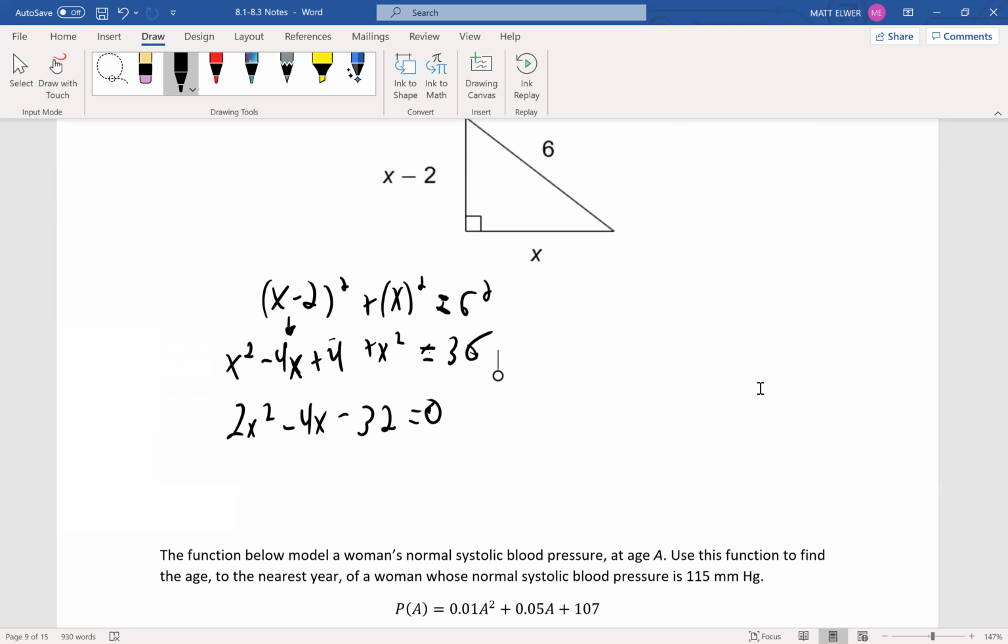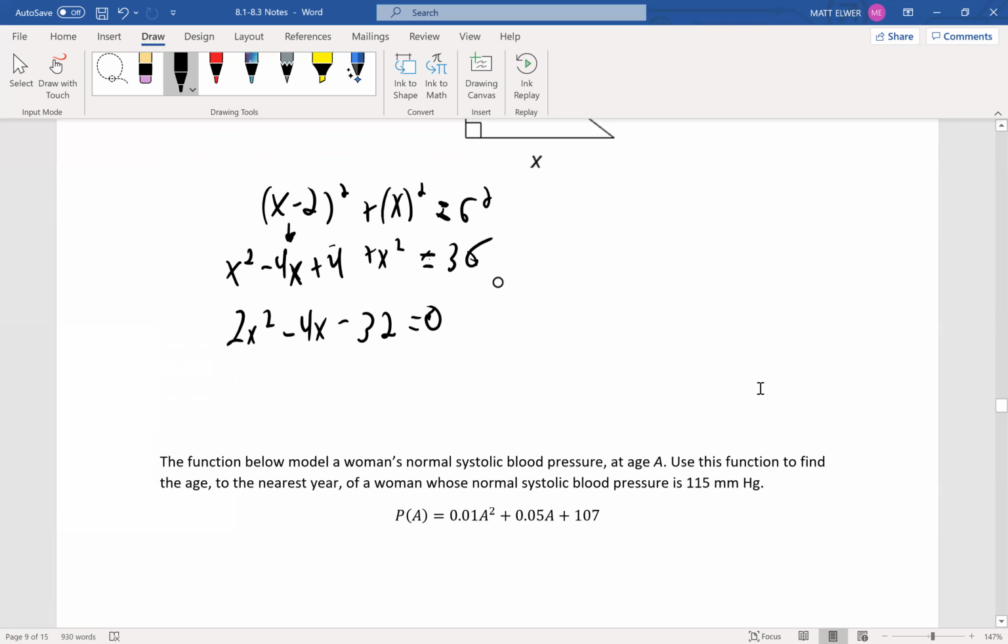Now notice I can make my life easier before I use the quadratic equation though, right? I can divide everything by 2 since they all share a common factor of 2. If I do that, we get x squared minus 2x minus 16 is equal to 0. And then after I do that, notice that my a is 1, b is negative 2, and finally, c is equal to negative 16.